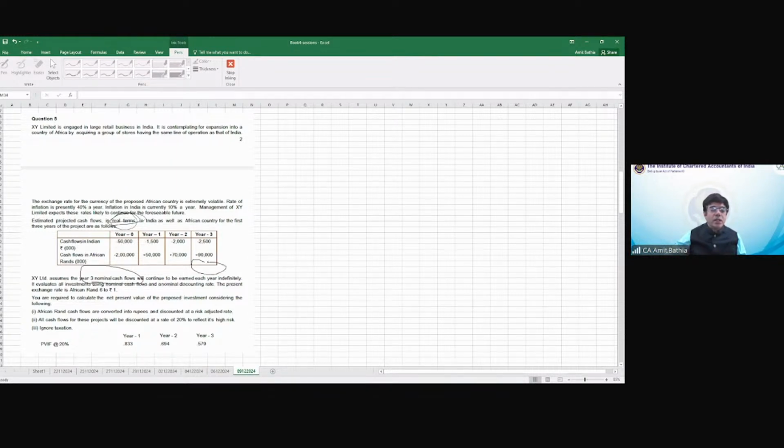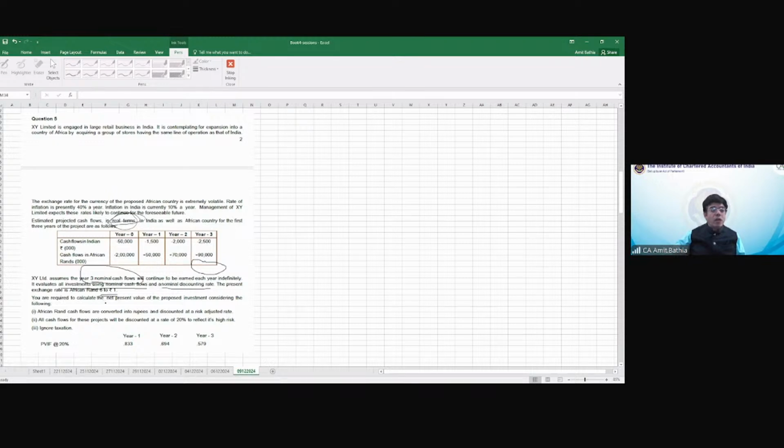So at the end of year 3, I will have one more cash flow to be added over here, and that is going to be the nominal value of the cash flows, which is going to remain indefinitely for the years to come. So I'm going to capitalize that value and add it in year 3. It evaluates all investments using nominal cash flows and a nominal discount rate. The present exchange rate is African rand 6 to 1.